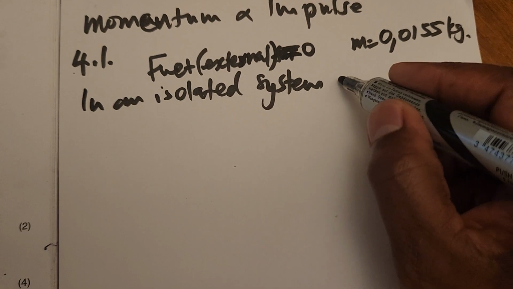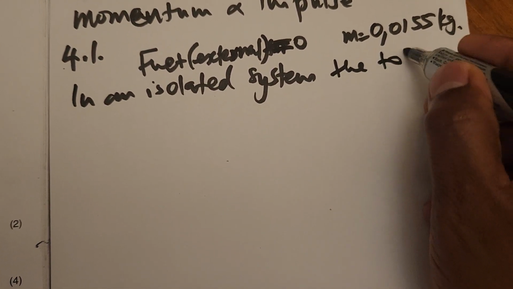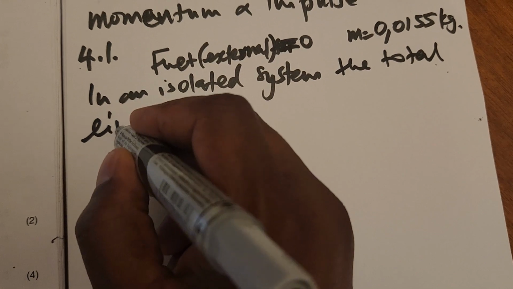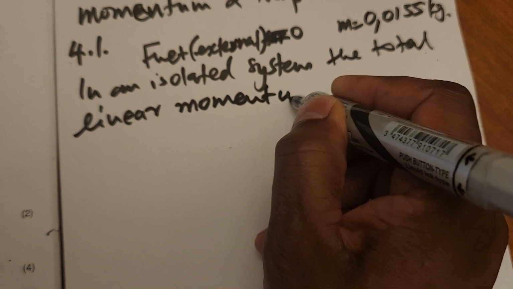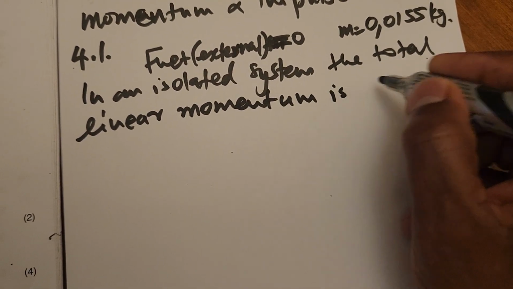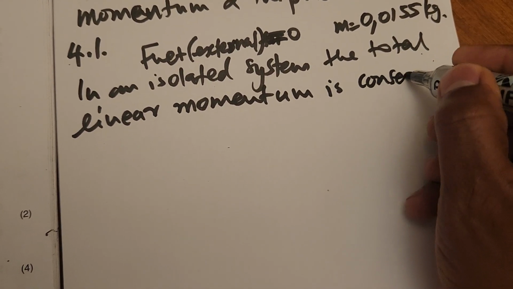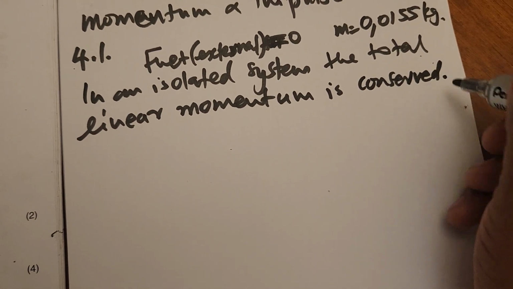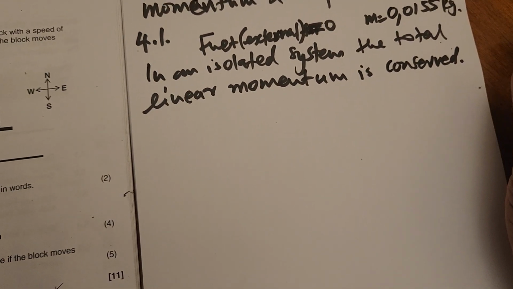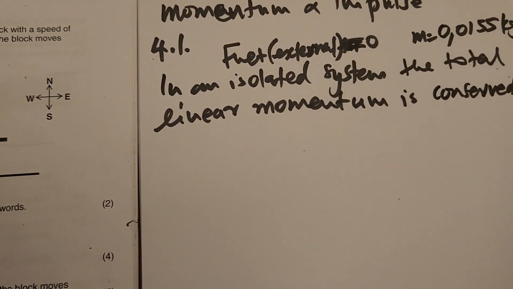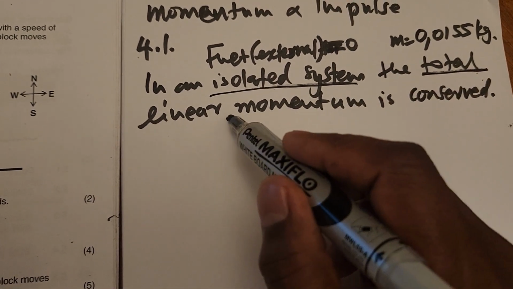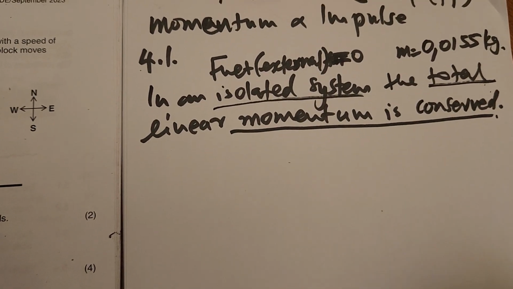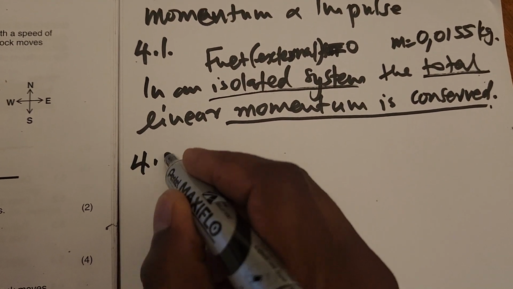Now in an isolated system, the total linear momentum is conserved, remains constant, remains the same. As long as we talk about an isolated system and the total momentum is conserved, that's very important there. Those are the keywords.